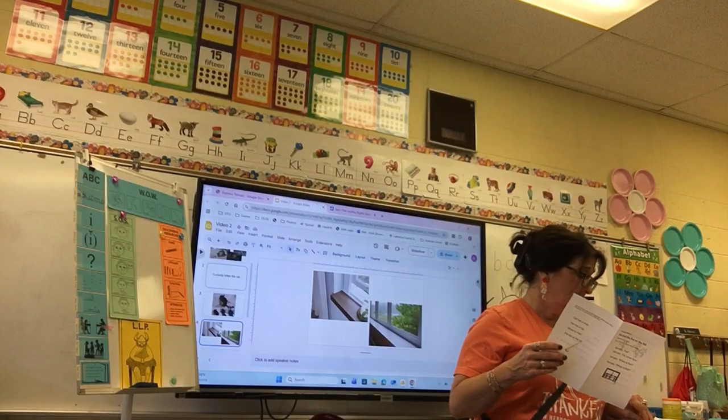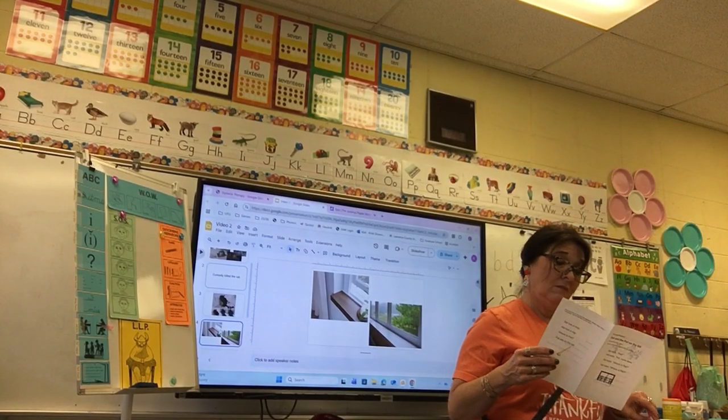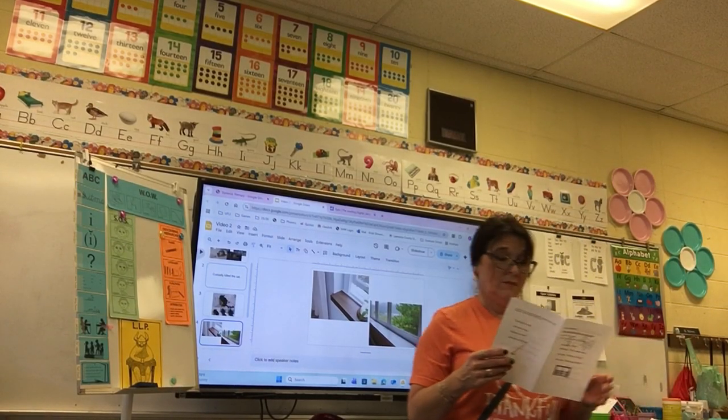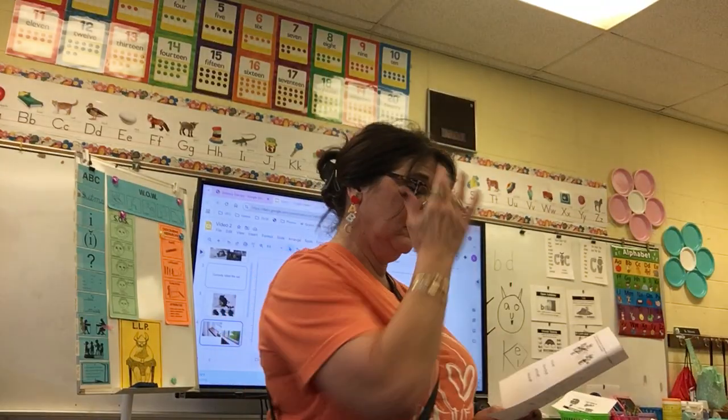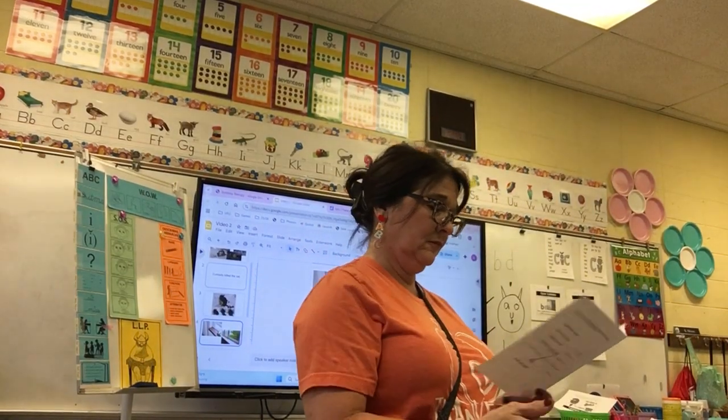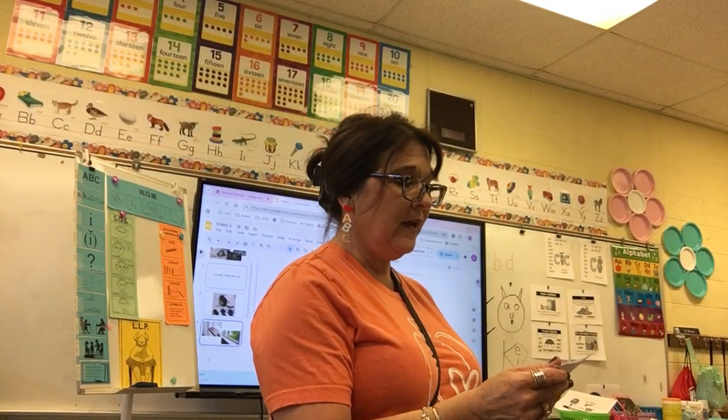A pot slips. A pot slips off the sill. The plant in the pot slips off the sill. It spills. Okay, last page.